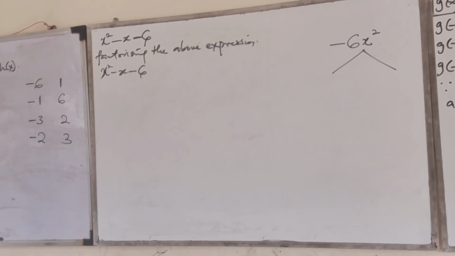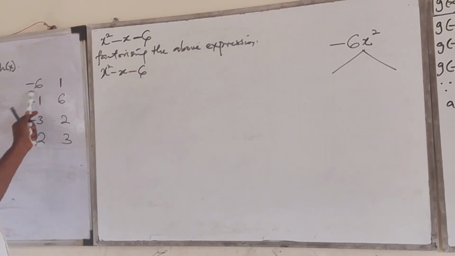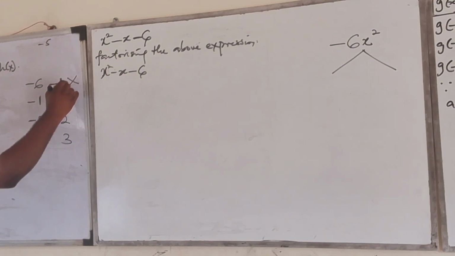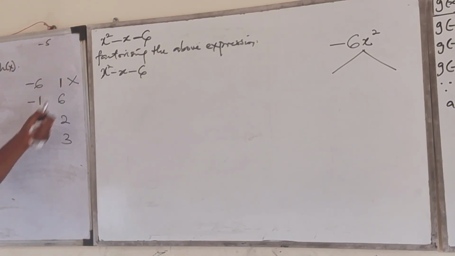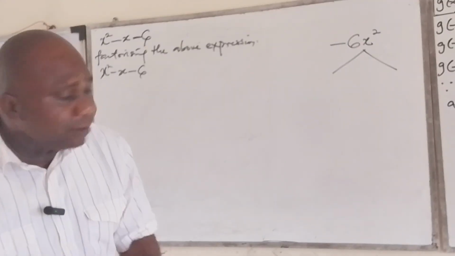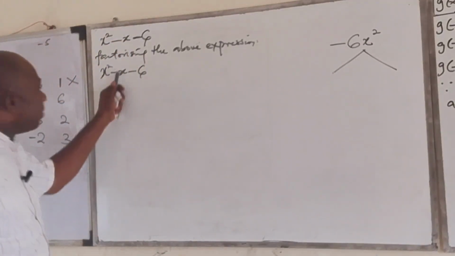Now let's look at the first one. Here when you multiply minus 6 times 1, it gives minus 6. Minus 6 plus 1 will give minus 5. And this is not the factors. Now, because we said we are looking for two factors that when we multiply, it gives minus 6, when we add the factors, it gives minus 1.